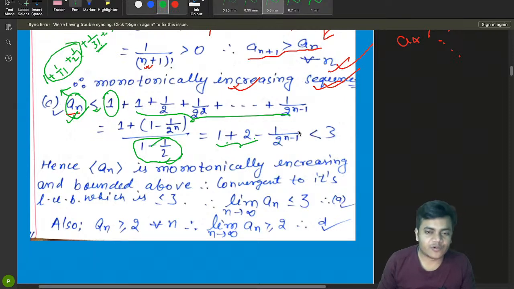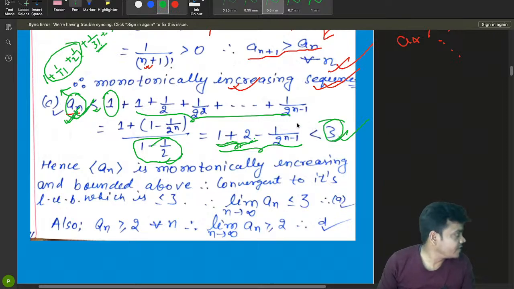But this will go to 0, but there is no necessity for that analysis. We can simply say that this is 1 plus 2, which is 3, and 3 minus something. This quantity is less than 3 for sure. So that's why this is strictly less than 3. So we can say that our sequence is bounded above by 3.